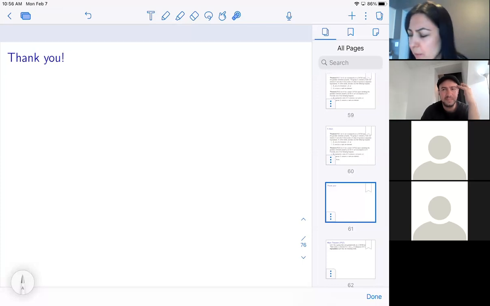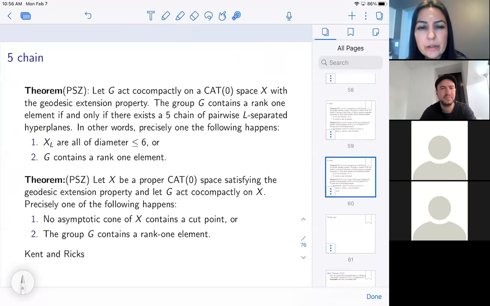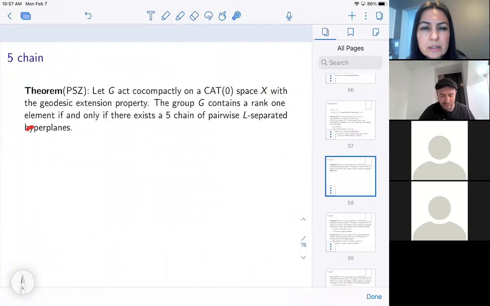Okay, maybe I'll ask something. I probably kind of missed it. So how does this coincide with the curve graph? Yeah, so that's a good question.